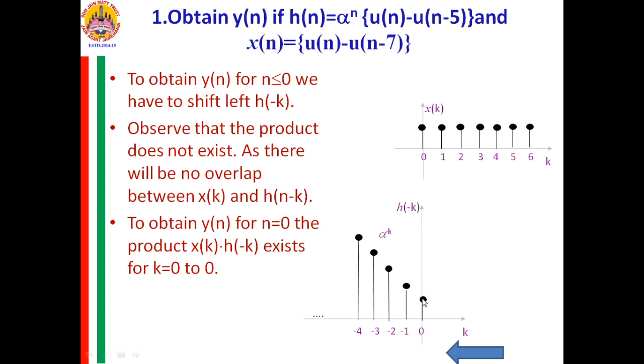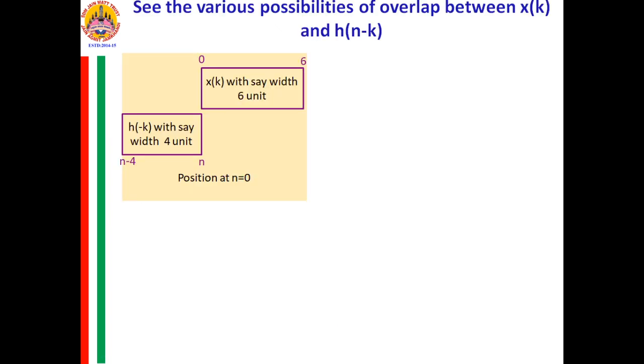So y[n] definitely will be equal to 0 for n less than 0. Here for n equal to 0, the product exists from 0 to 0. Now there is no point in shifting left this h[minus k], so we shall shift this to the right. Now see the possibilities here. Both are finite duration signals and the width of x[k] is 6 units. This is not an exact sketch with the amplitudes. This box represents its width, which is 6. For 6 time duration this x[k] exists, and this h[minus k] exists for 4 units.